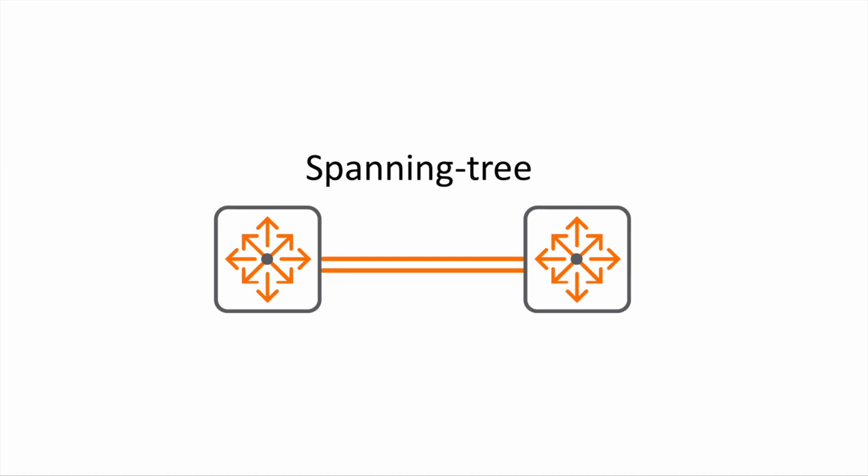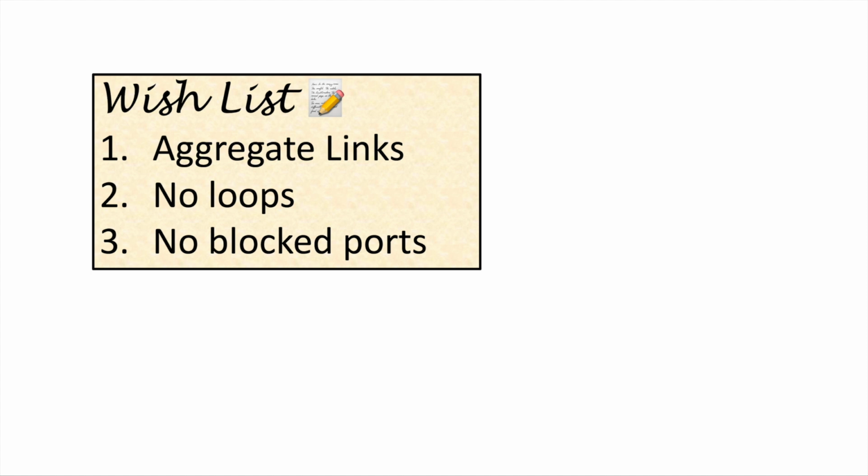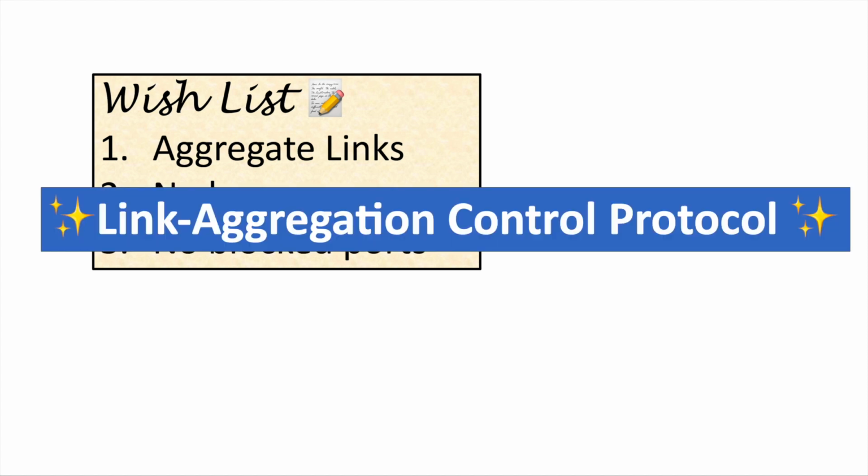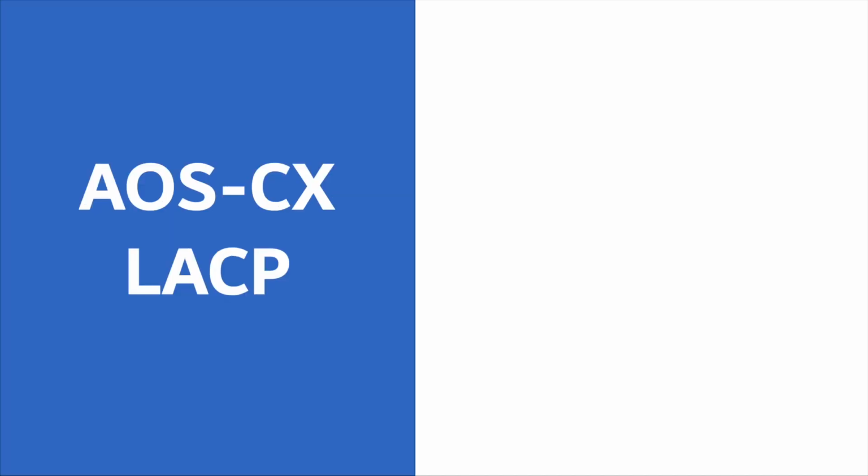To prevent this, when we have multiple links, we have spanning tree to prevent these loops. But how does it do that? By blocking ports. So that's not what we're after. Here's our wish list. We would like to aggregate links together to increase reliability, but also bandwidth. We don't want any loops, of course, but we don't want to block the ports. Step forward, Link Aggregation Control Protocol, or LACP as it's known to its friends. That's the why of LACP.